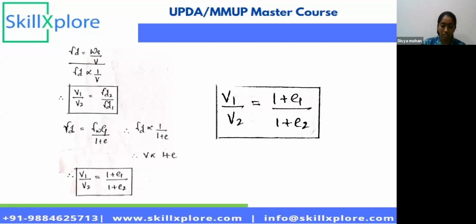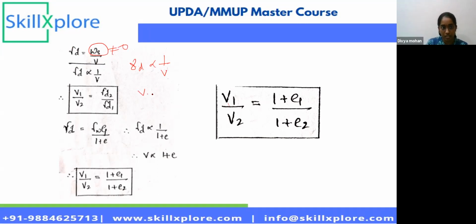And here gamma D is equal to Ws by V. So now I want to tell you another important relation, which is V1 by V2 is equal to (1 plus e1) by (1 plus e2). We already know that gamma D is equal to Ws by V, so gamma D is directly inversely proportional to V. Ws is a constant, so we are taking out this constant and inserting the proportionality.